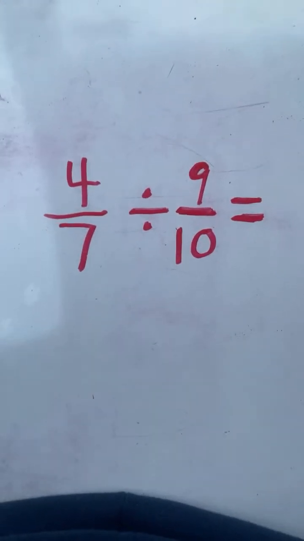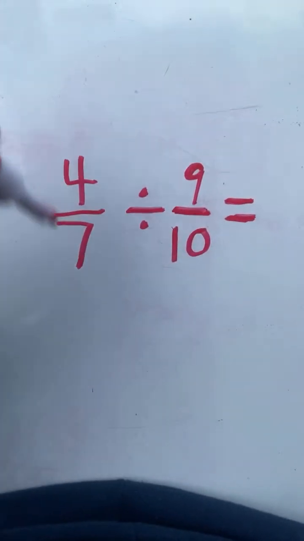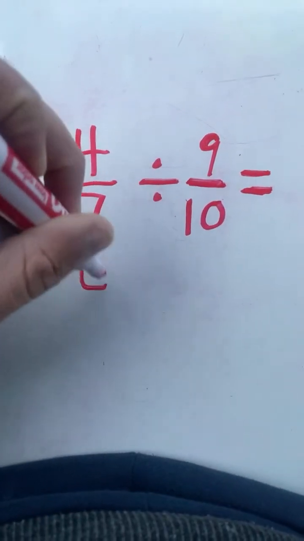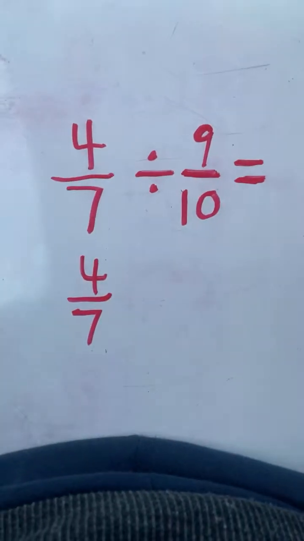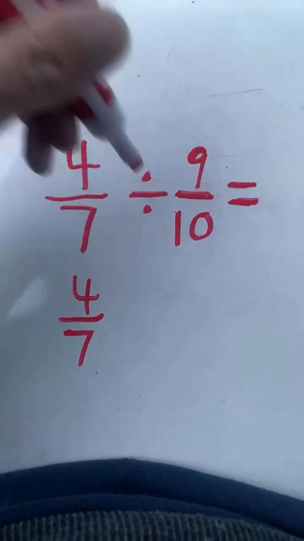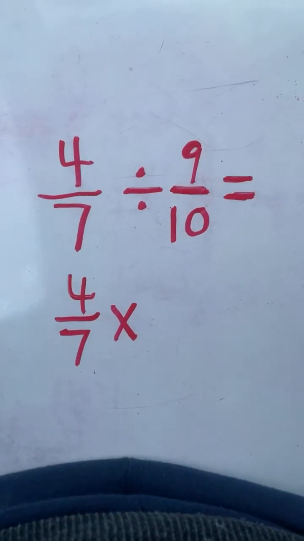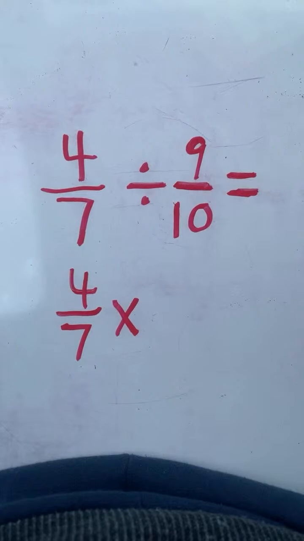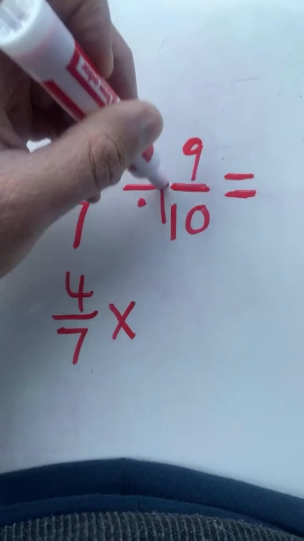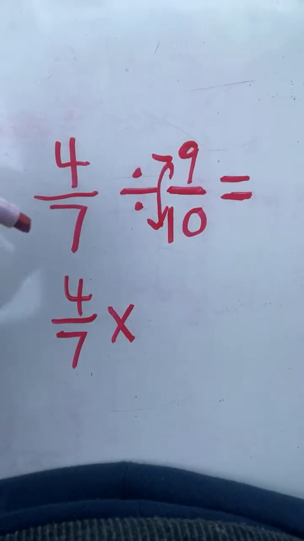So step one, very simple, keep. So 4/7, the first fraction, stays exactly the same. We just got to copy it over. Keep. Step two, change. We change the division sign to a multiplication sign. Step three, flip. So for step three, the denominator, the bottom number becomes the top number, and the top number becomes the bottom number.